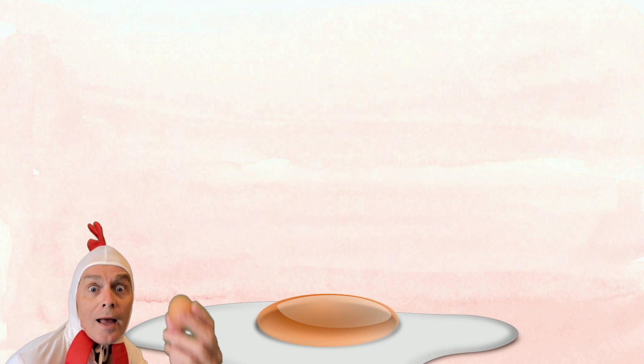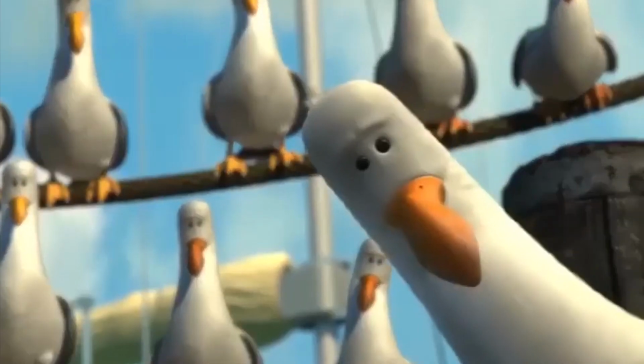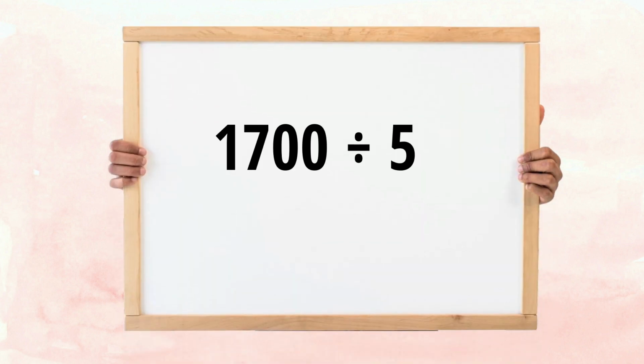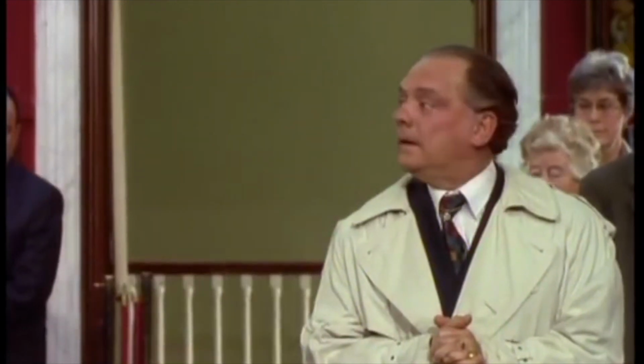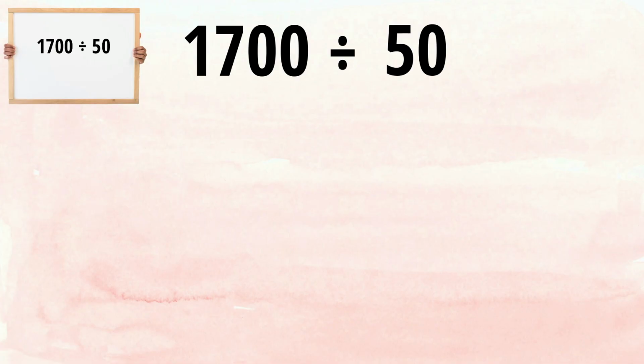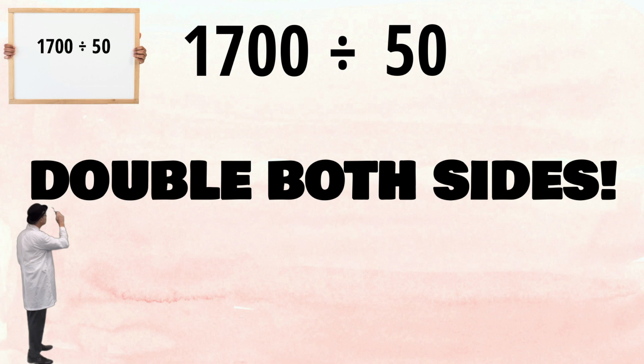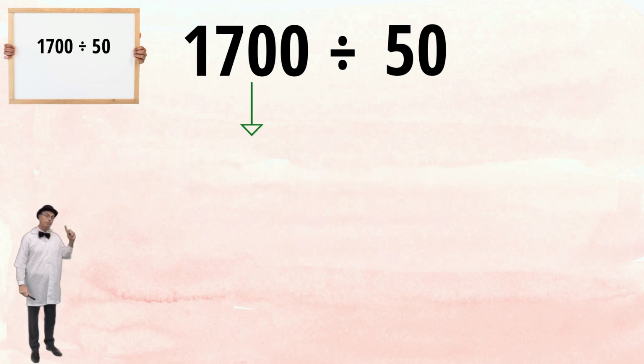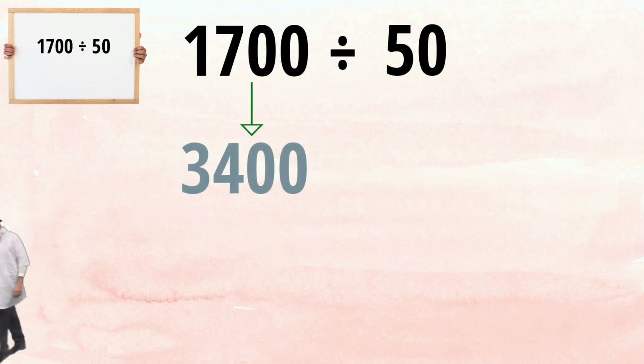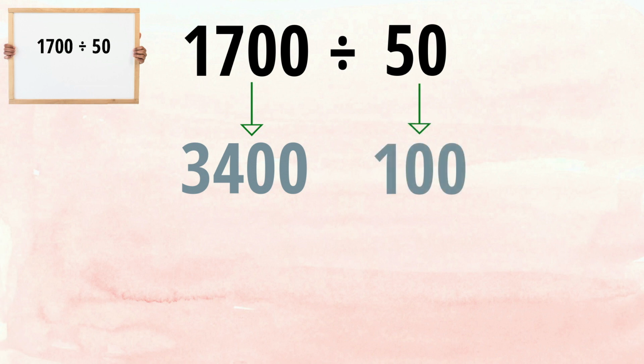Let's look at another example. We're about to see how FIVE-IDING can also be used when dividing by 50. 1,700 divided by 50. So you think you got what it takes? Once again, to make this easier for ourselves, all we need to do is to double both sides. Double 1,700 is 3,400, and double 50 is 100.